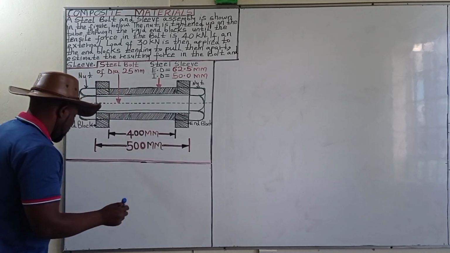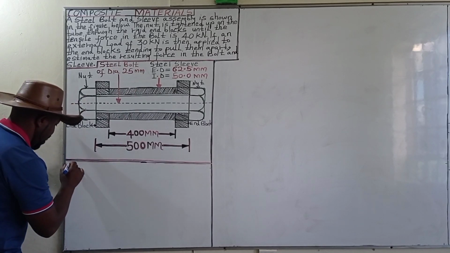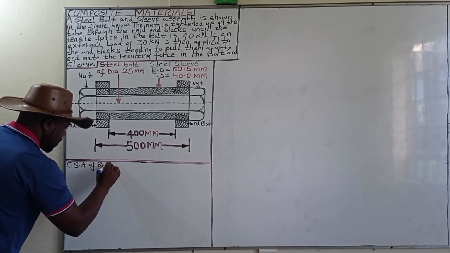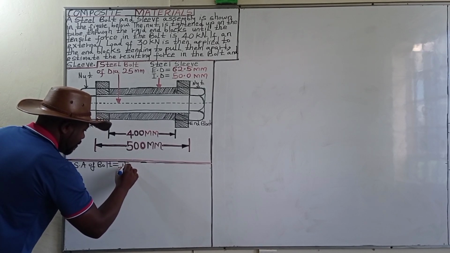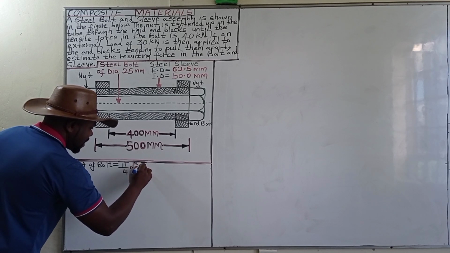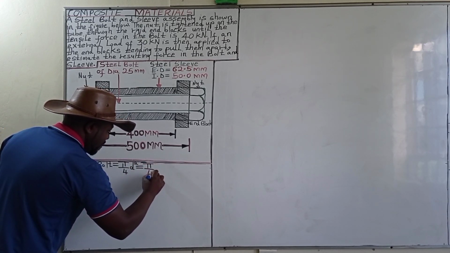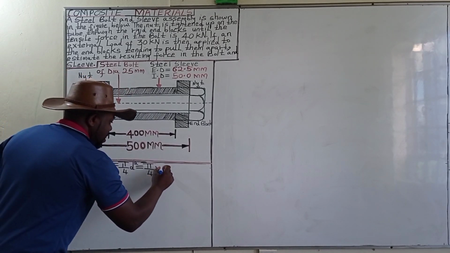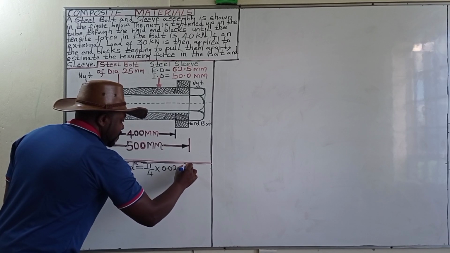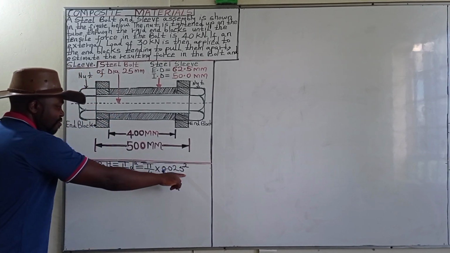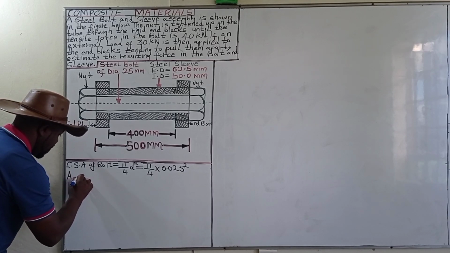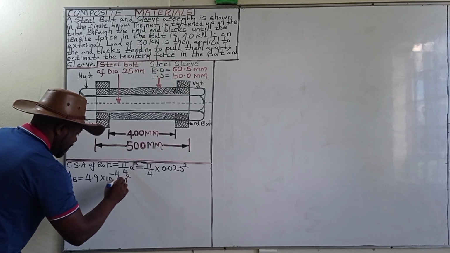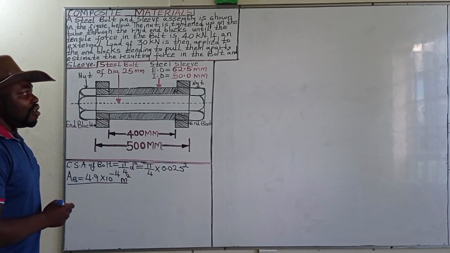Now, we are going to begin with determining the cross-sectional area of the bolt as well as that of the steel sleeve. Let's begin with the cross-sectional area of the bolt. It is given by pi over 4 multiplied by the square of its diameter. This is pi over 4 times the diameter of the bolt, 25 millimeters, converted to meters, 25 divided by 1,000, that is 0.025 squared. When we do that, we get the cross-sectional area of the bolt as 4.9 times 10 raised to the power of negative 4 square meters.